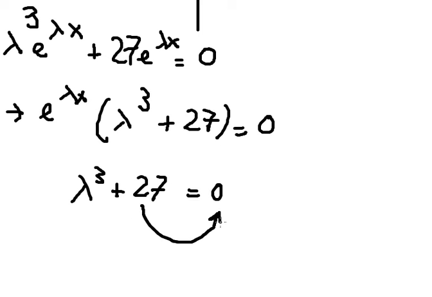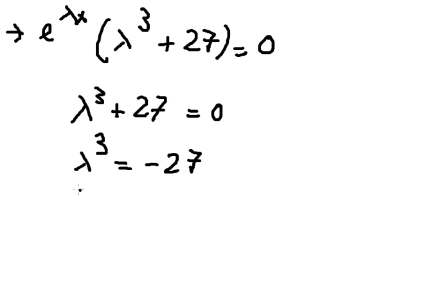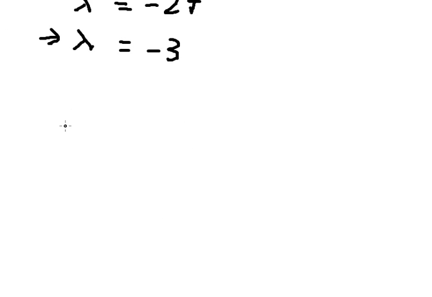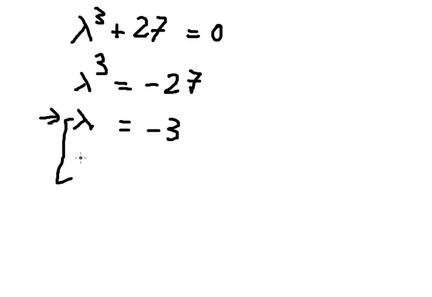So we move this one to the right, and we have lambda to the power of 3 equals negative 27. So in this situation, we take the root of both sides. That's the cubic root. And you get lambda equals negative 3. Because we have the power 3 in here, that means we have 3 solutions with the same lambda equals negative 3.